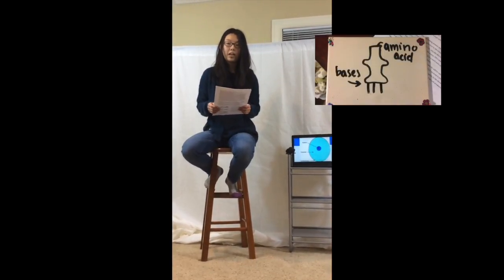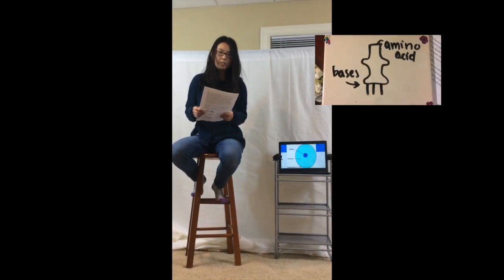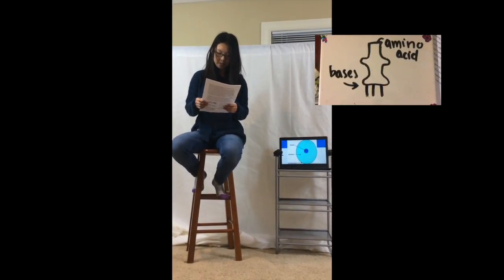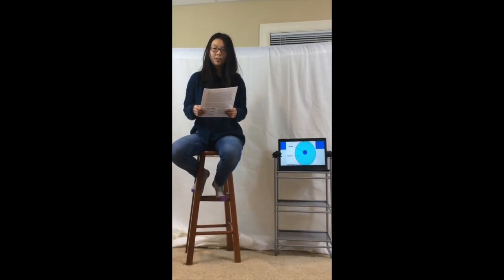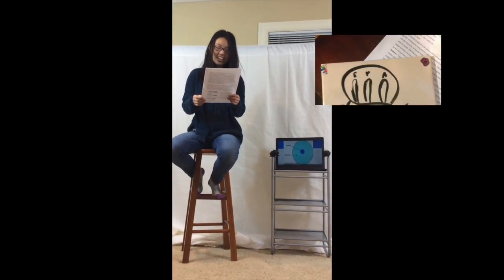On one end of tRNA is an amino acid, and on the other end is a sequence of 3 nitrogenous bases. There are 4 binding sites on the ribosome, 1 for mRNA and 3 for tRNA. The 3 tRNA sites on the ribosome are called the A, P, and E sites.